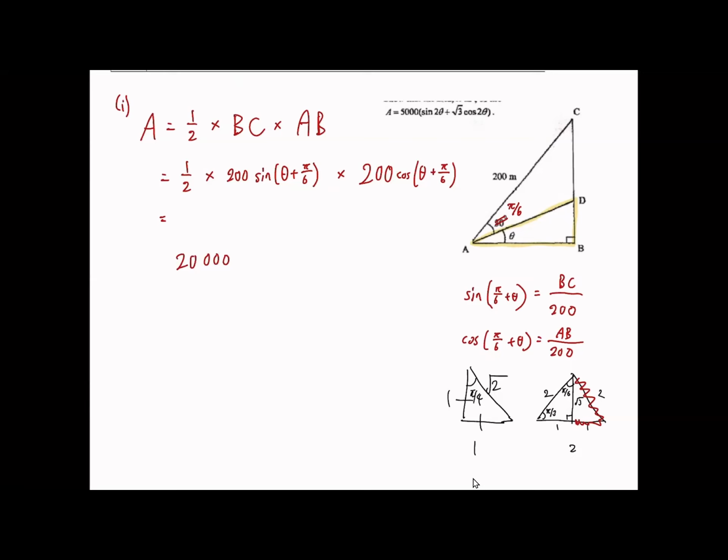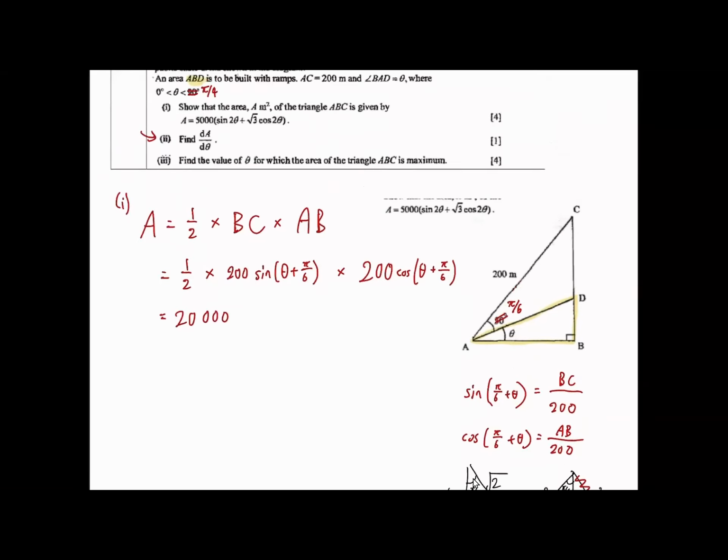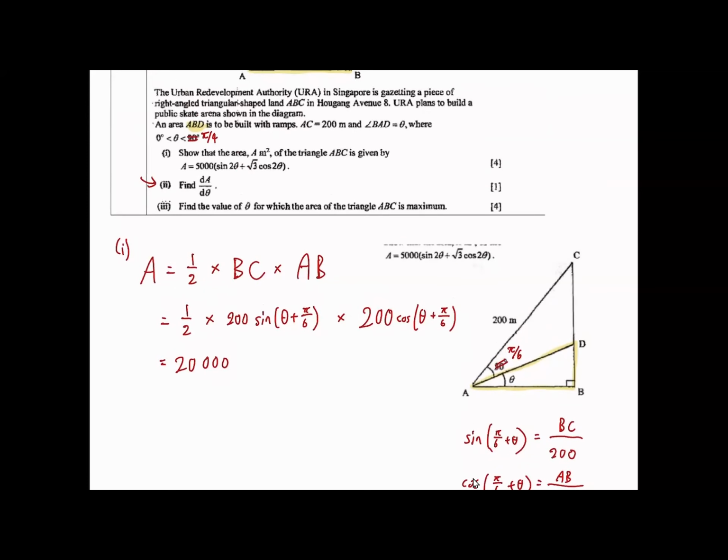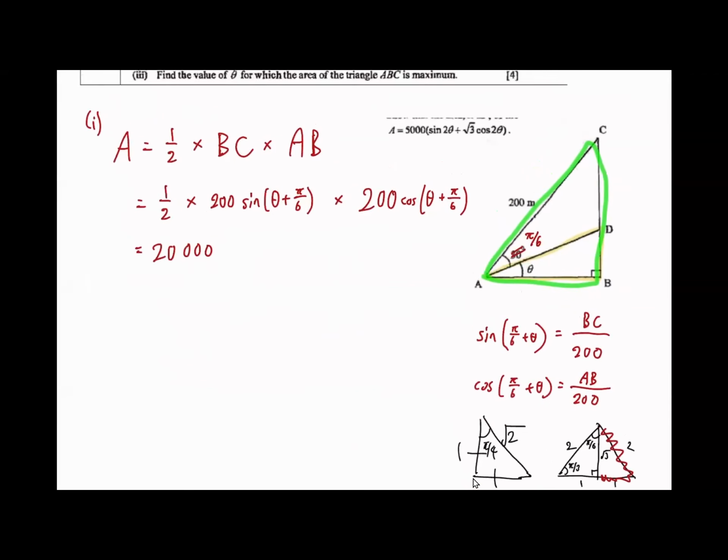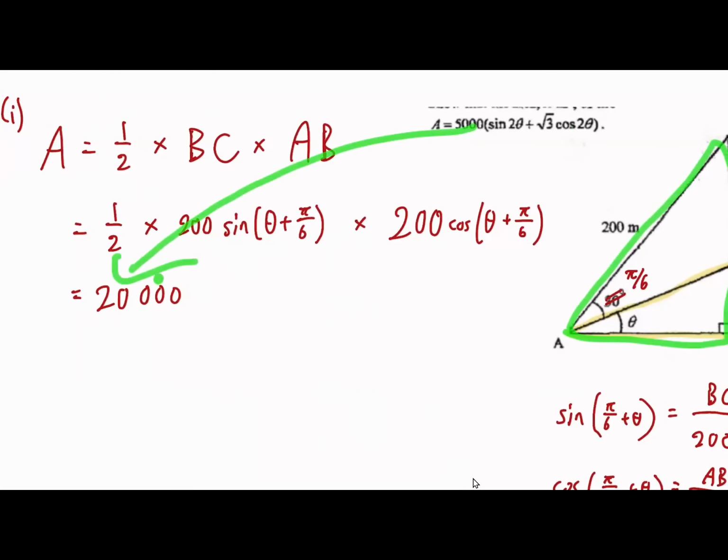A bit off. A bit off. You see, you need 5,000. Here is 20,000. Wait, hold on, pause a while. I might have written something. Let me read the question carefully. Find the area of the triangle ABC. So it's the whole thing. Okay, we've got no choice. So we're a bit off. We're off by a factor of 4, yes. So that means we probably need a 1/4 somewhere. But never mind, let's just continue first.